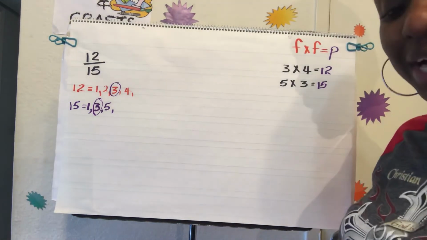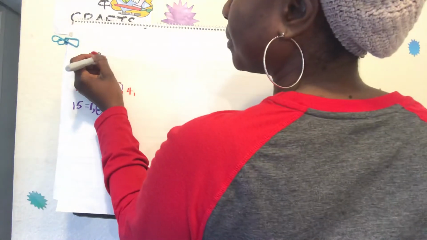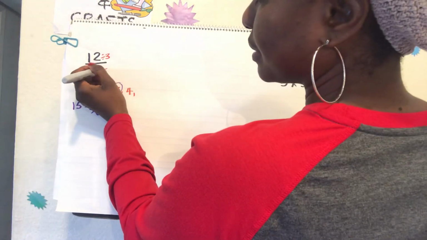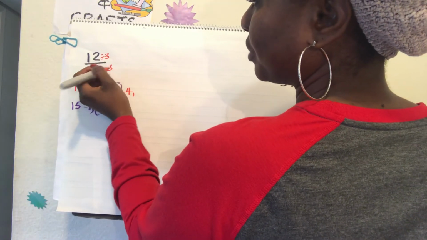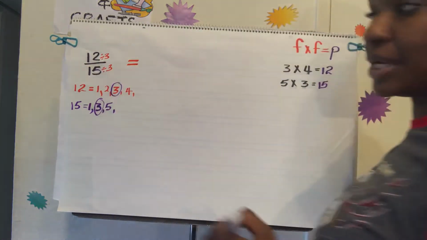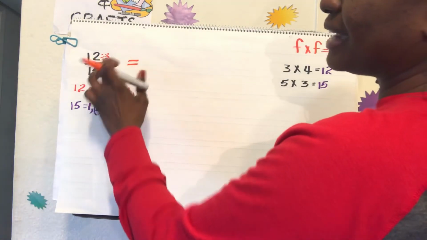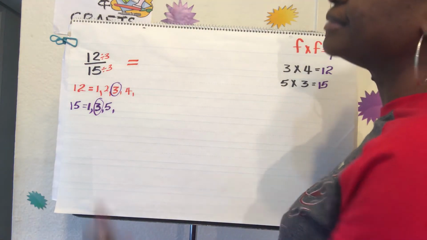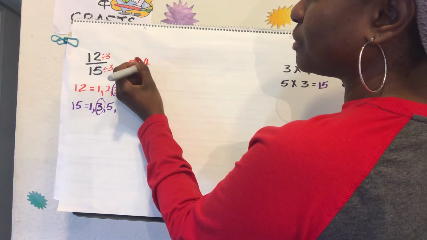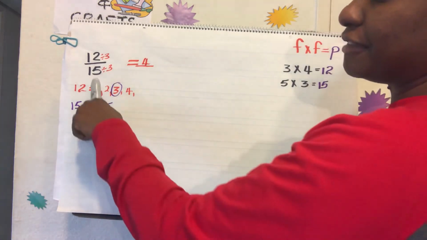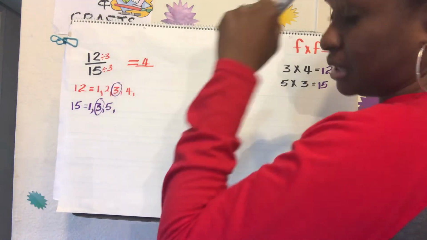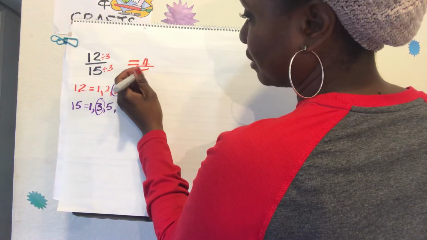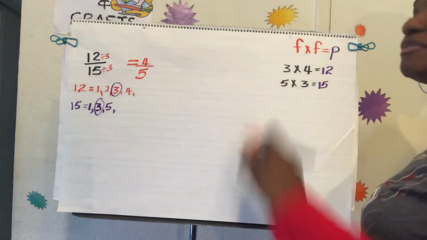So you are going to divide 12 by 3 and also 15 by 3. Now, what is that going to give you? 12 divided by 3 is going to be what? 4. And 15 divided by 3 is going to give you what? 5. That's it. So you can't go any further. That's as far as you can go.